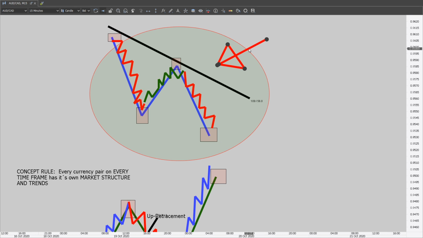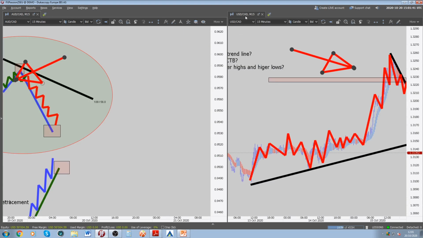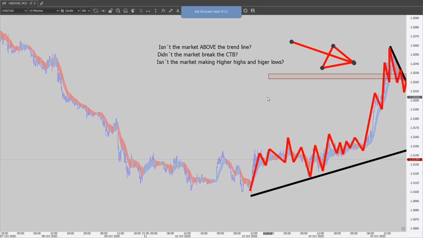Exactly. We are losing pips and money, everybody, when we think that we are trading something that it's really not. Downtrend, exactly. Then why did we enter long? I'm telling you guys, why did we enter long? Because we didn't check the market structure trends.